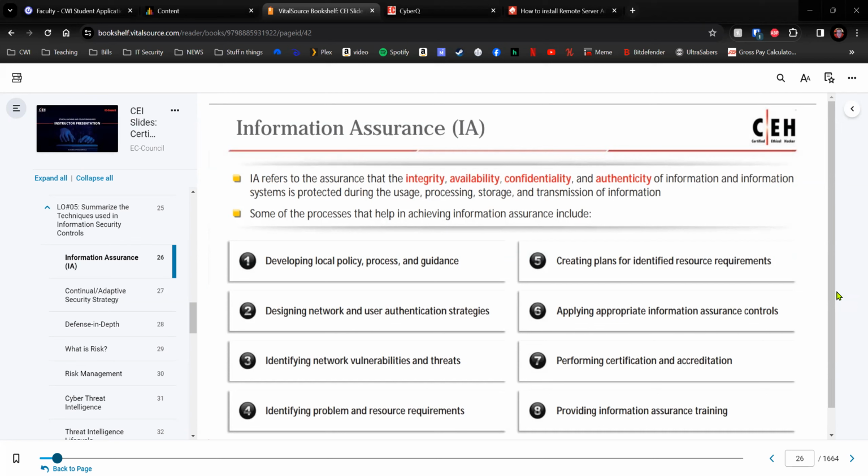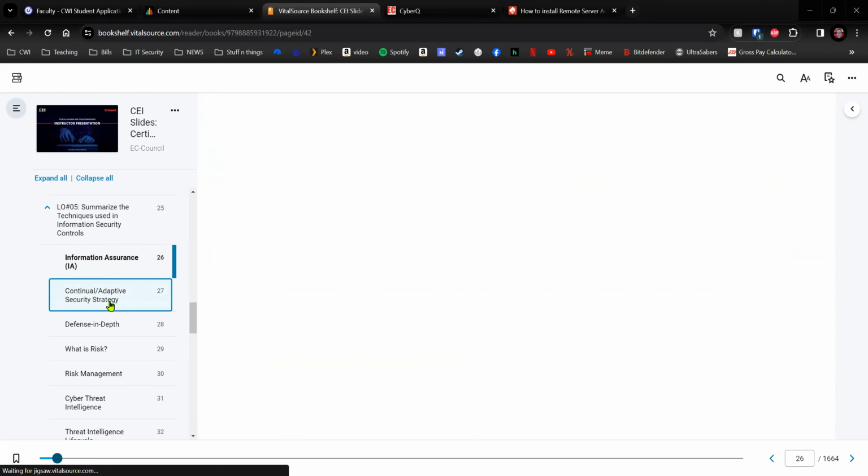Some of the processes that help in achieving information assurance are developing a local policy process and guidance, designing network and user authentication strategies, identifying network vulnerabilities and threats, identifying problem and resource requirements, creating plans for identified resource requirements, applying appropriate information assurance controls, performing certification and accreditation, and providing information assurance training.